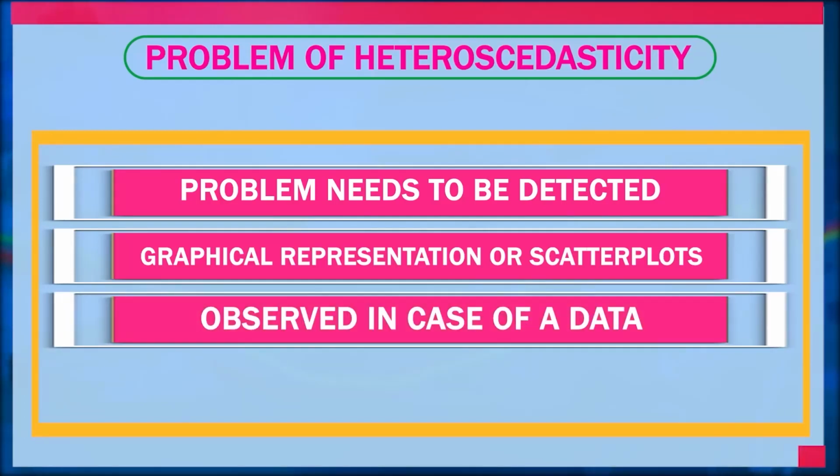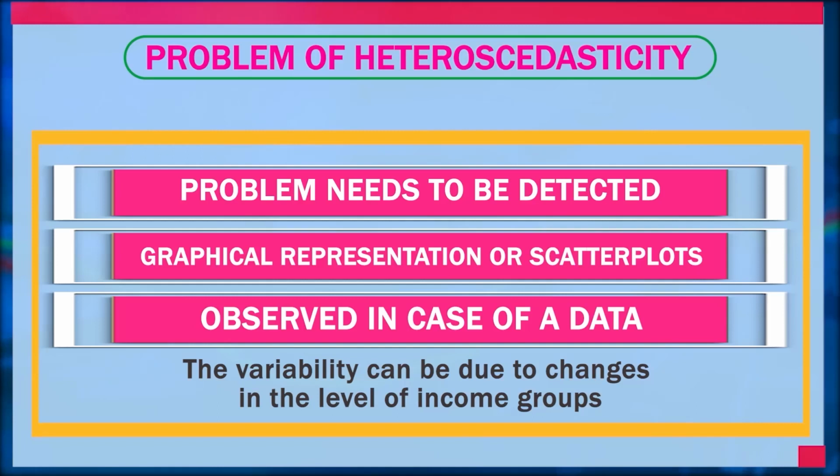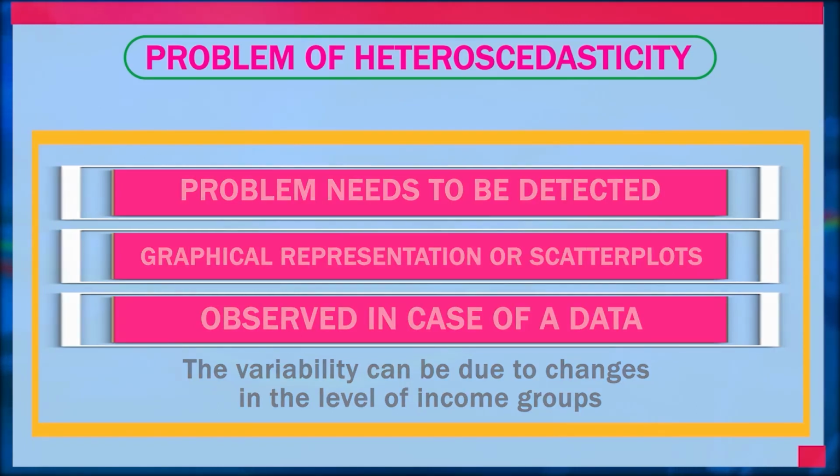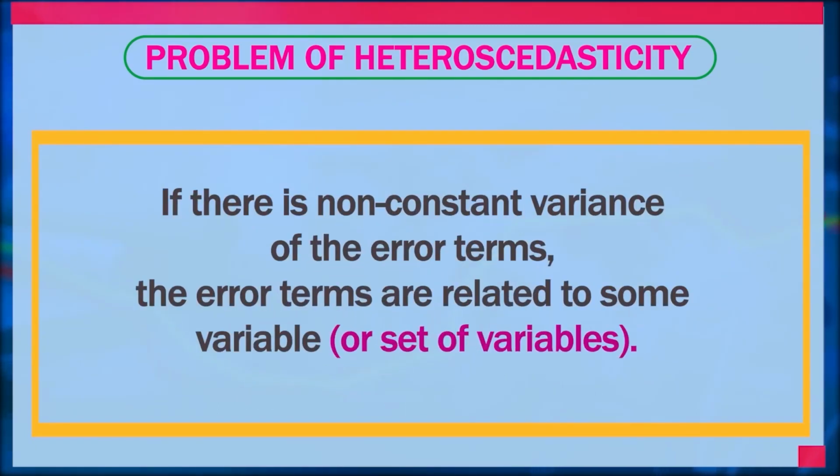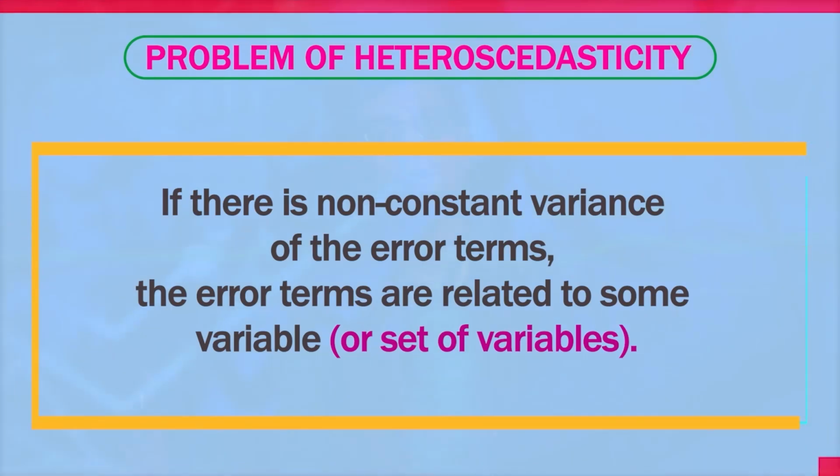scatter plots. It is observed in data where the variability can be due to changes in the level of income groups, or the level of profits, or the level of any other variable where the distribution is skewed. Among the different sources of heteroscedasticity, this is one of the major problems that crops in.